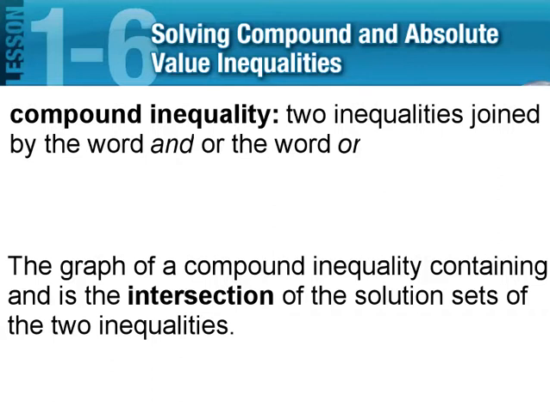So the graph of a compound inequality containing and is the intersection of the solution sets of the two inequalities. And when it means intersection, what does that word mean? Like, what is a street intersection? Where two streets meet. So when we're talking about the intersection of the solution sets of the inequalities, it's where they meet, where they're in common.